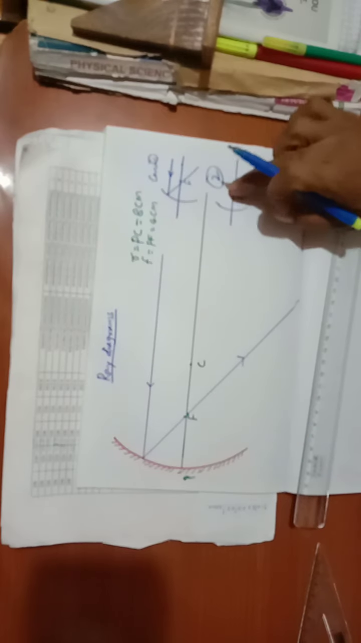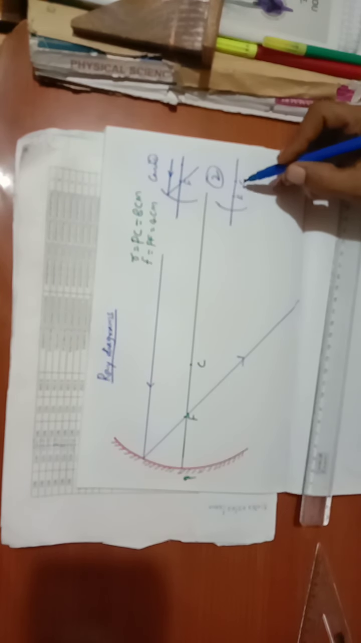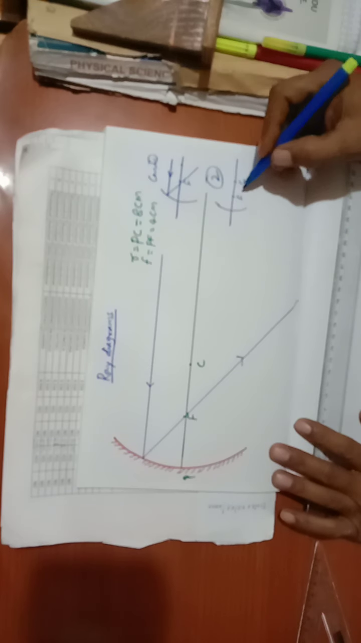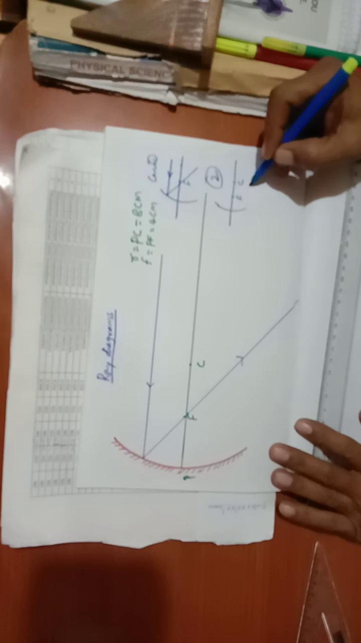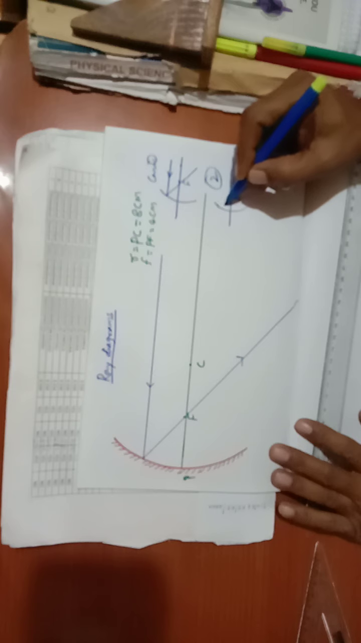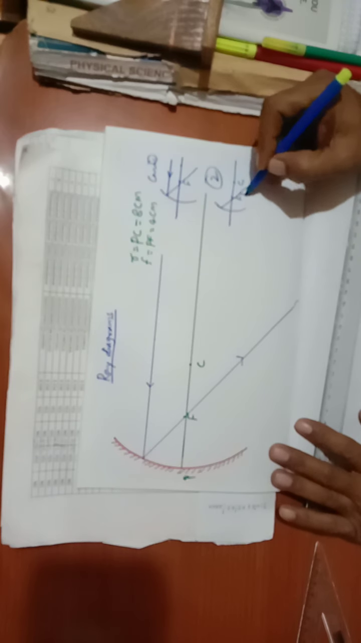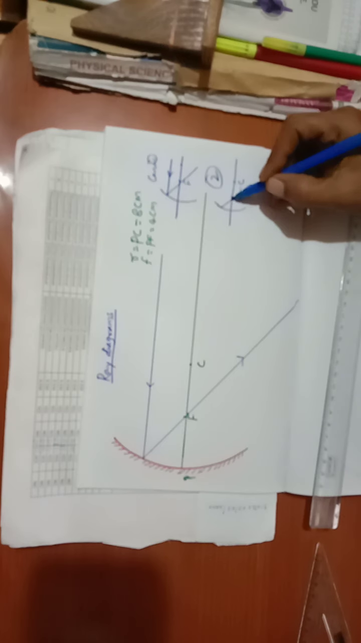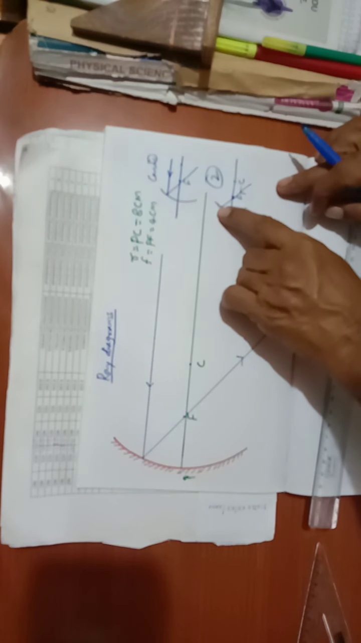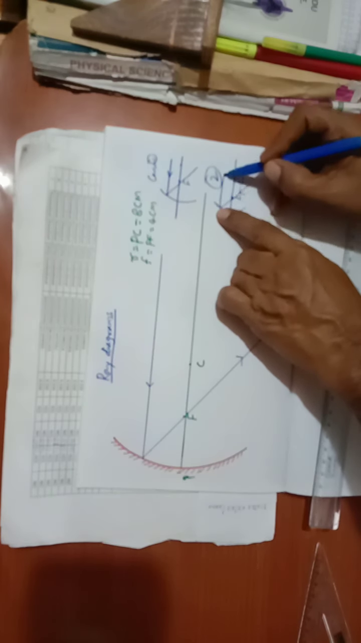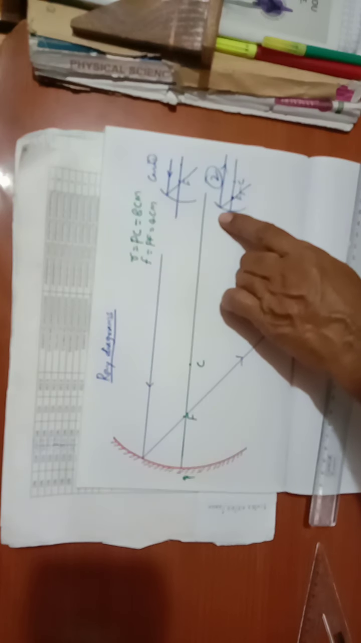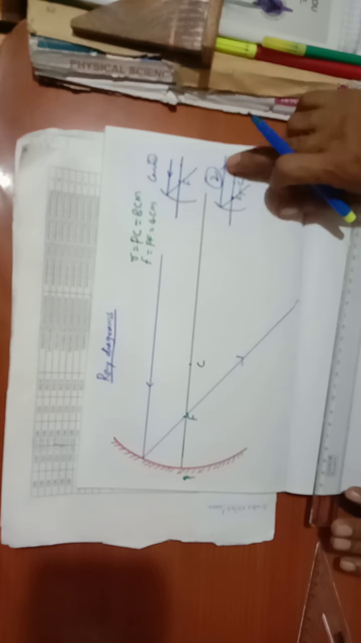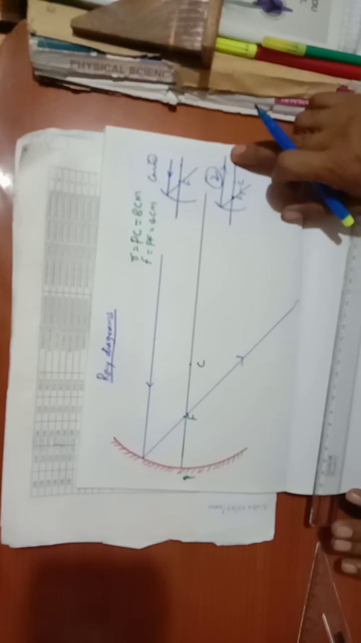See, this is the second case. In the second case, what we are saying is, if any ray is incident on the mirror through the focal point, this is the incident ray. If it is passing through the focal point, it gets reflected as a parallel line to the principal axis. Clear? If any ray passes through the focal point, it will be reflected parallel to the principal axis.